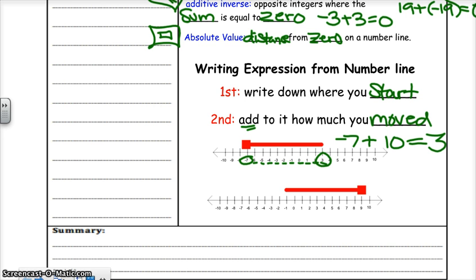So I wrote down where I started. I added to it how much I moved. I moved 10 spots. The sum is where I ended up. This is my final point, 3.